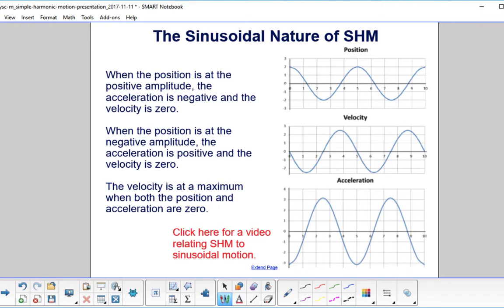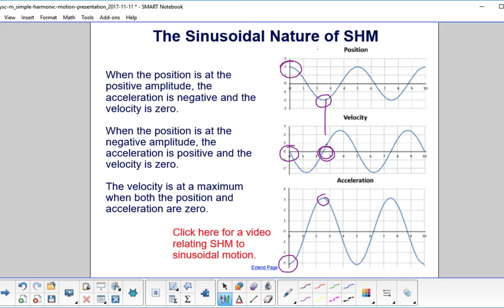So let's look when the position is at a positive amplitude. So where can we go? Well, might as well start right up here, right at the beginning. So you have a positive amplitude for position. What's the acceleration? Acceleration is negative, max. And let's look at the velocity, it's 0. When your position is at your negative amplitude, here, just draw the line down here, you find that your acceleration is positive, okay, over here, and your velocity is zero.